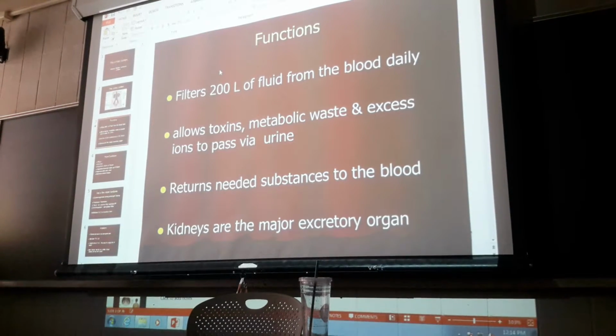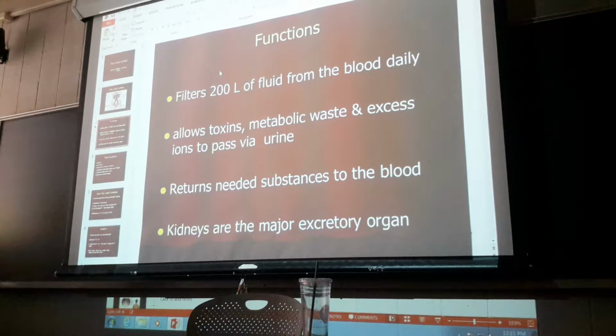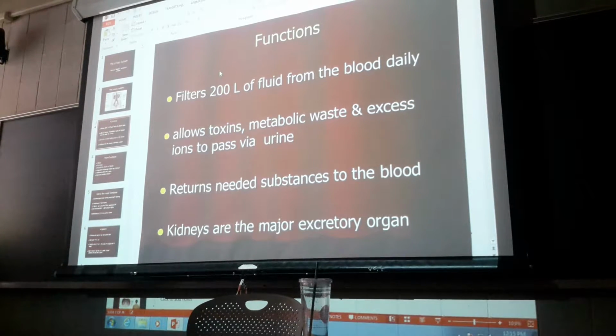Okay, so let's talk a little bit about the renal system. Its main function is that it's going to filter for us. So lots of blood is going to come into the kidneys through the aorta under high pressure, and it's going to force all the blood in, and then we're going to start filtering. That's the main job of the kidneys. So we're going to filter 200 liters of fluid from the body daily. And what we're doing is we're allowing toxins, metabolic waste, and excess ions to pass out via the urine.